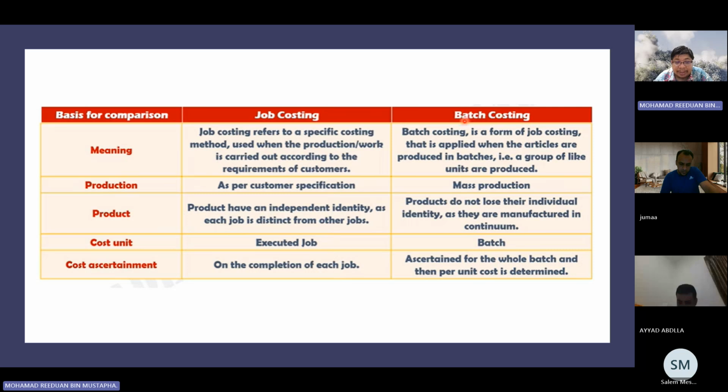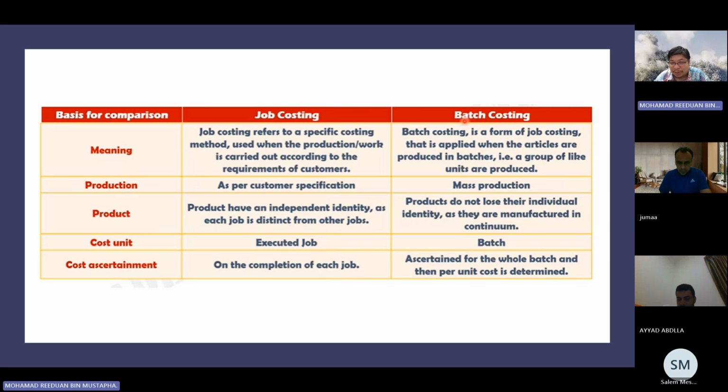And then the cost unit is the executed job, and the cost unit per batch. So that's why we now study how to calculate cost per unit. But if your production is in batch costing, you should use your cost per unit for the batch. Like I explained just now, you're supposed to calculate cost per unit based on the batch. But if you want to calculate per unit, it's up to you.